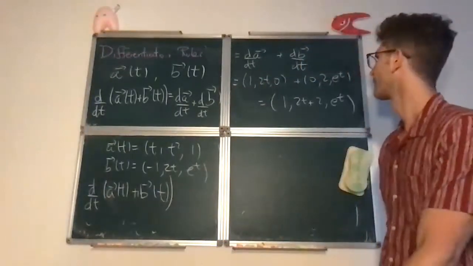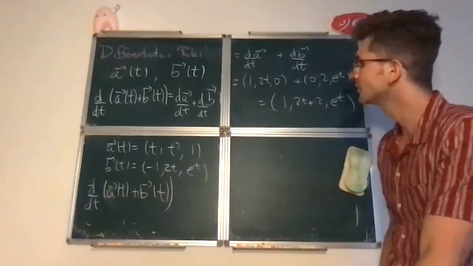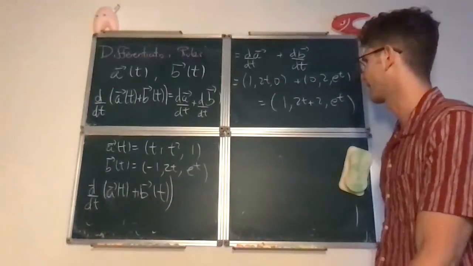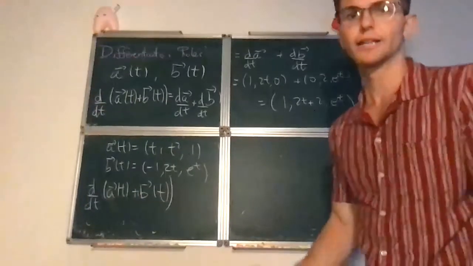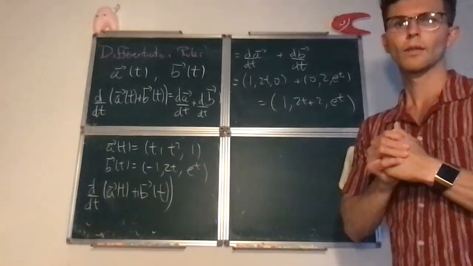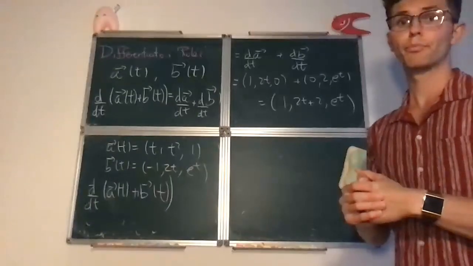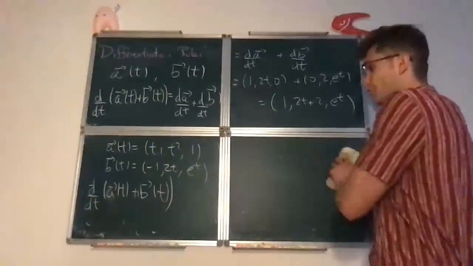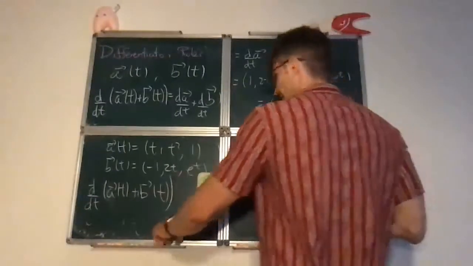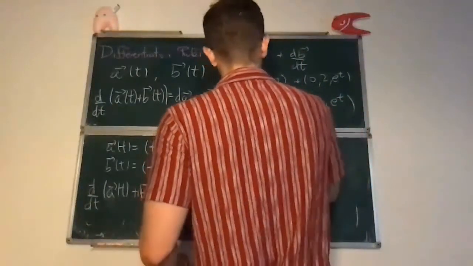Okay? Let's see, which is the same that you would have obtained if you had added them together first and then differentiated, as you can check. A more interesting differentiation rule is the product rule for dot products. So let's think about dot products.